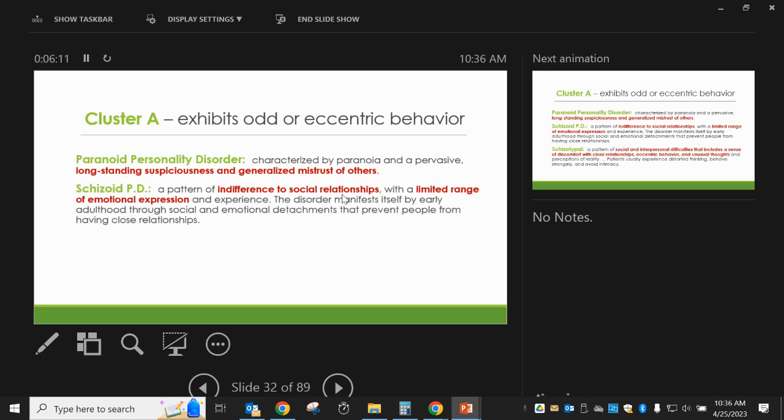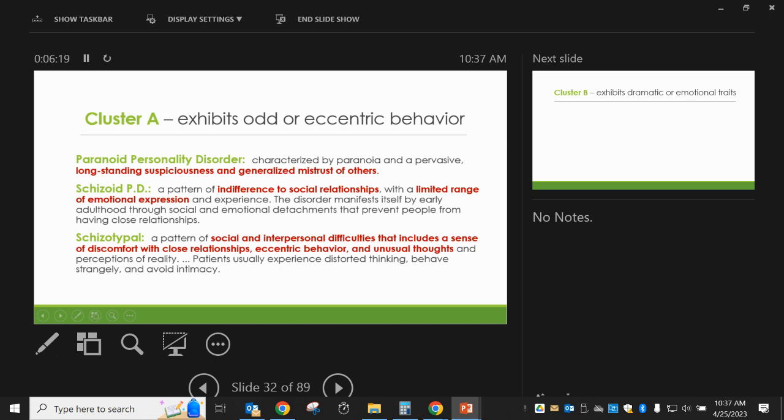Schizoid is where they don't have relationships with others and they don't want them. They're very indifferent to having social relationships, very limited range of emotional expressions. Schizotypal, we talked about as a mild type of schizophrenia.